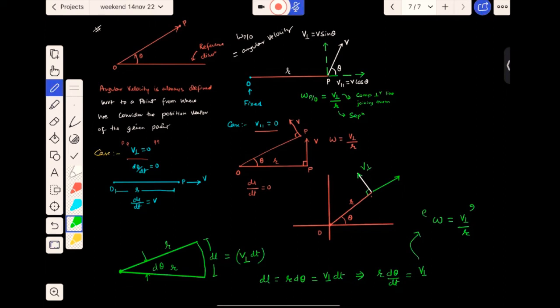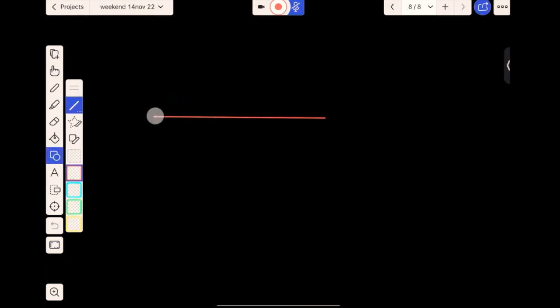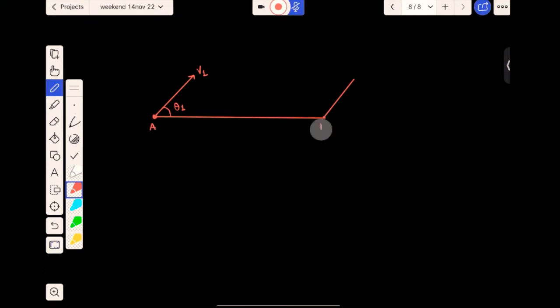Next, suppose I give you two points which are moving as seen from the ground frame. Suppose one of them is moving with V1, making an angle theta 1 from the line joining them. Suppose this point is A and this other point is B. And this is moving with V2, making an angle theta 2 with the line joining them.